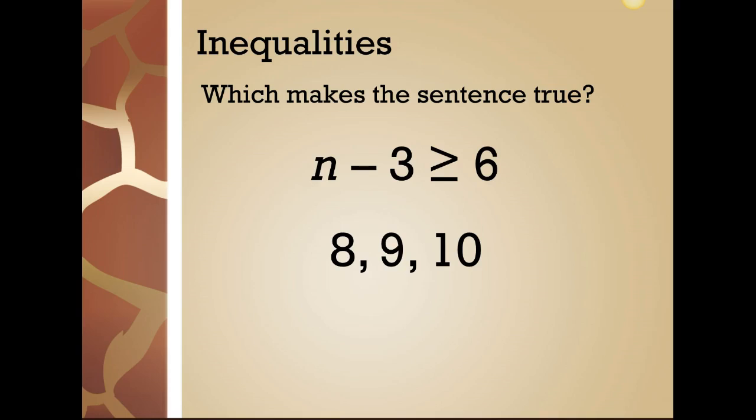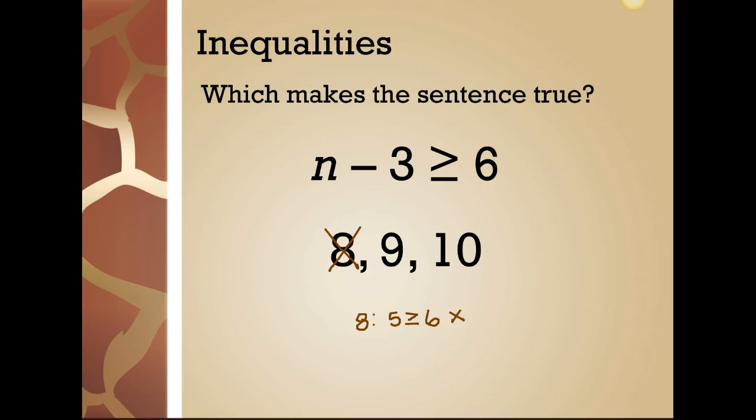This sentence has the greater than or equal to symbol. This means we are testing for two different situations. If we plug in the number and it's equal to 6, it is part of the solution. It makes it true. If we plug in a number and it's greater than 6, it also is part of the solution. If we plug in 8, we get 5, and 5 is greater than or equal to 6 is not true, so 8 is not part of the solution.